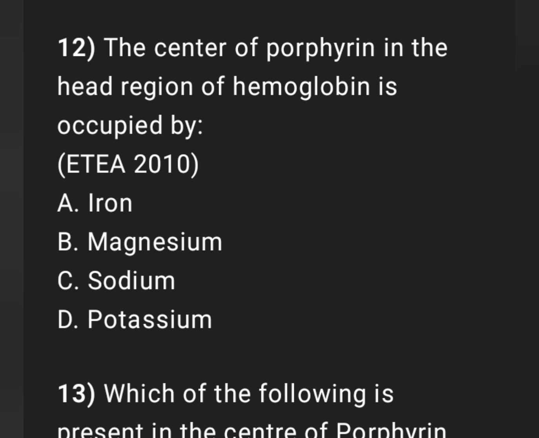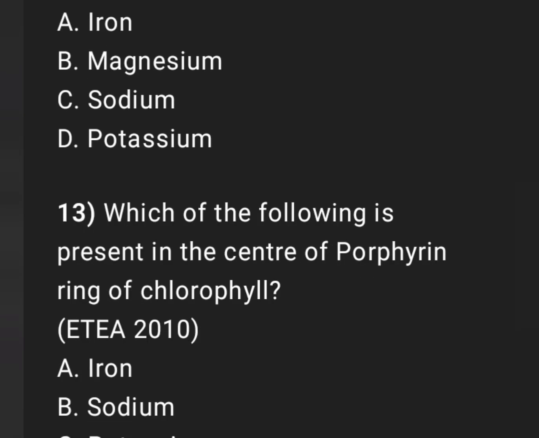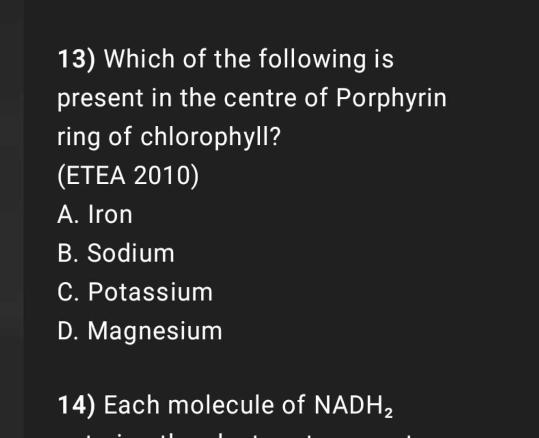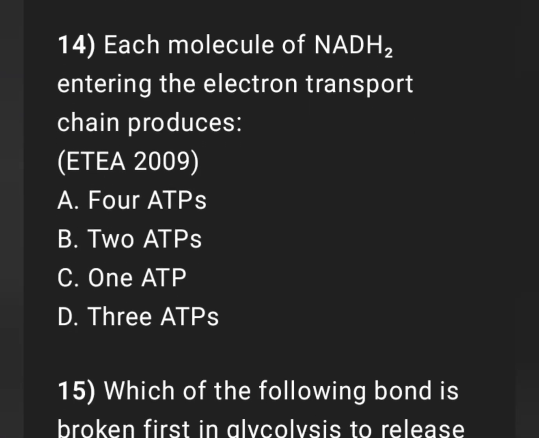12. The center of porphyrin in the head region of hemoglobin is occupied by ETEA 2010. A. Iron. B. Magnesium. C. Sodium. D. Potassium. 13. Which of the following is present in the center of porphyrin ring of chlorophyll? ETEA 2010. A. Iron. B. Sodium. C. Potassium. D. Magnesium. 14. Each molecule of NADH entering the electron transport chain produces ETEA 2009. A. 4 ATPs. B. 2 ATPs. C. 1 ATP. D. 3 ATPs.